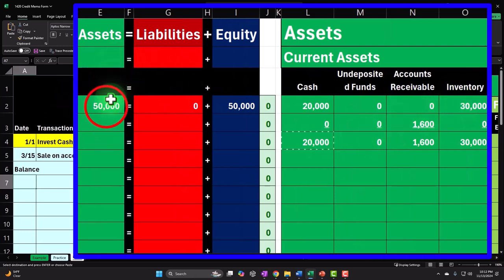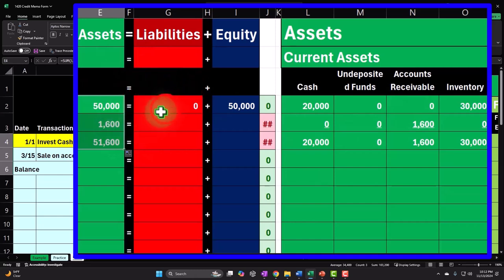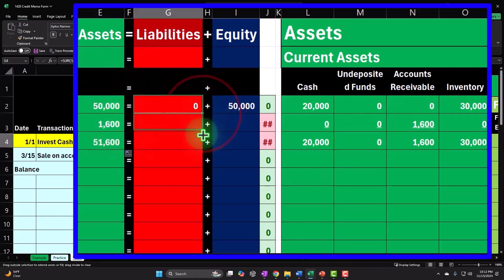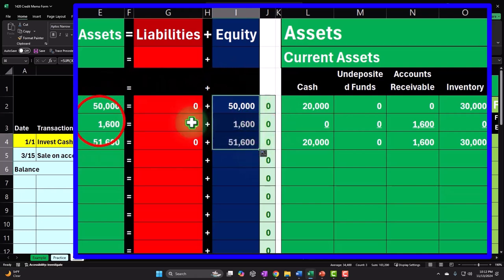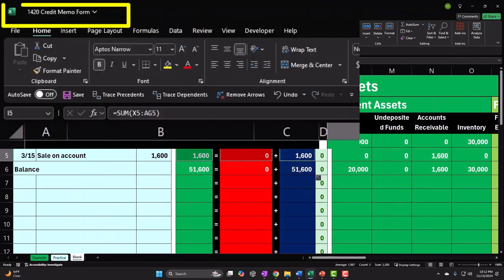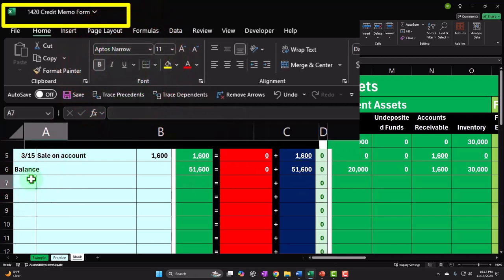So on the accounting equation, we have an increase of accounts receivable, 1,600, which is an asset. Nothing happened to the liabilities. The equity went up by 1,600. Let's put an underline under these transactions so that we see the information nice and neat.